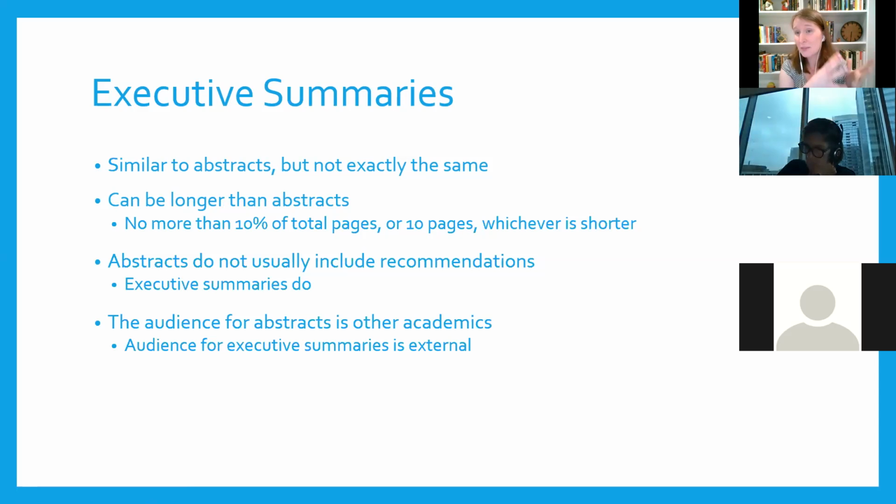So exactly what the name sounds like, the audience of an executive summary tends to be the people who hired you to do this study. So they could be the organizational group, the funding entity, the CEO of the company. So just like the name suggests, the executive summary, you're sending it to executives. Versus an abstract where your audience tends to be other academics, okay?